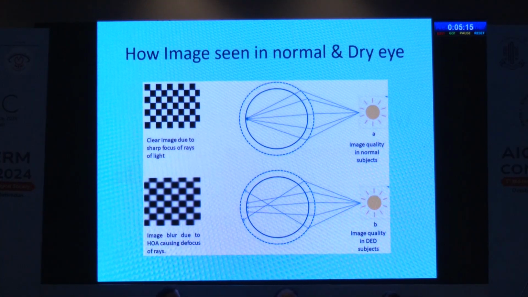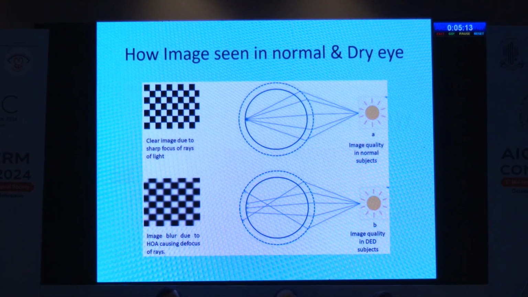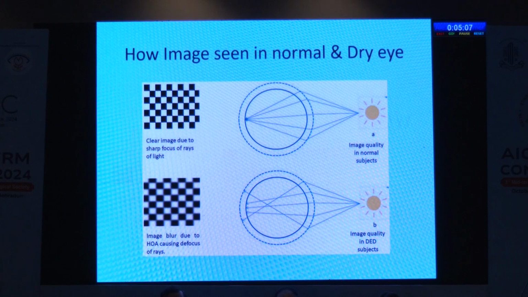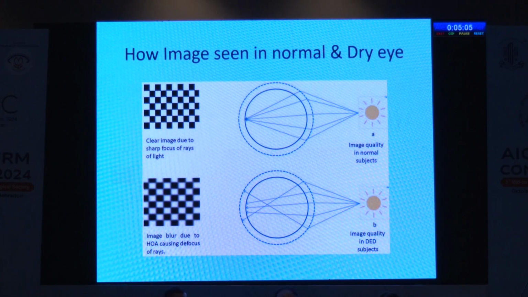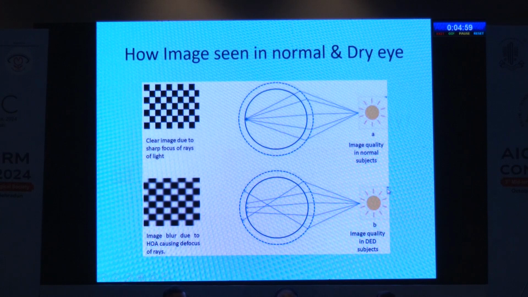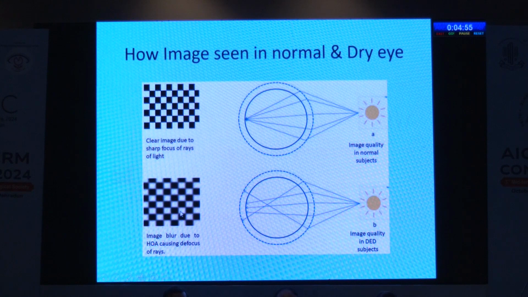We must know how the image is seen in normal and dry eye, and we must ask and communicate with the patient also, so that he can say and we can also diagnose. In case of a perfect ocular surface, we will see a very crisp image. But in case of dry eye, the patient will see, but it is very hazy.